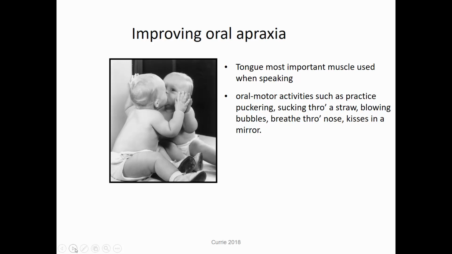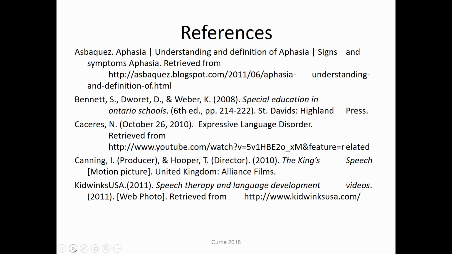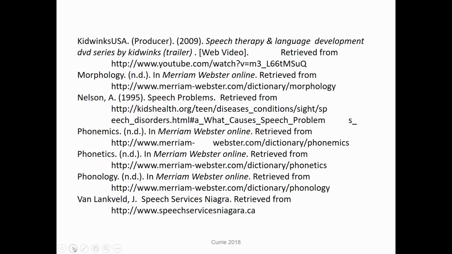So to improve different oral apraxias, oftentimes you'll see speech and language therapists working with children and getting them to blow bubbles and kisses and kissing in a mirror and using straws. And speech and language pathologists are often around during mealtime. They watch how children chew and suck and swallow. And it's really, really important that you have a speech and language consult for any children that you think are having difficulty, because these things can be improved. That's it for today.